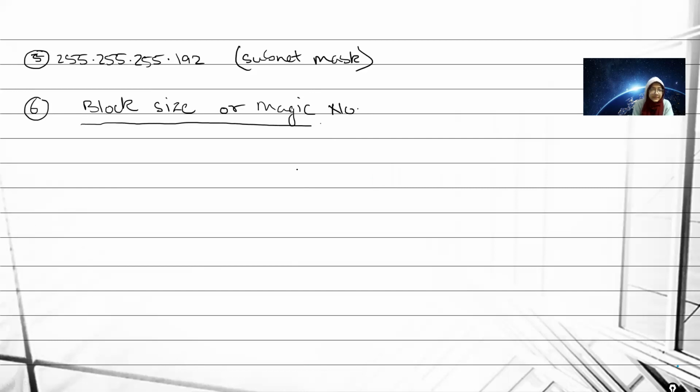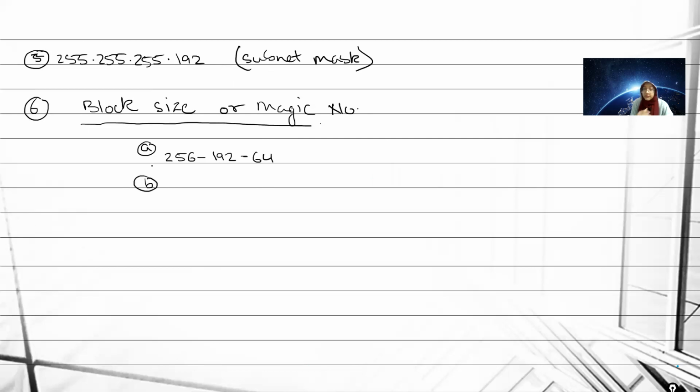Block size. Further parts of this, we wrote 256 minus 190. We basically have to find out the block size of this subnet mask. It comes to 64.